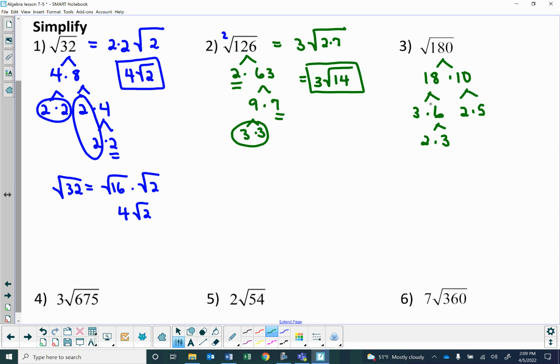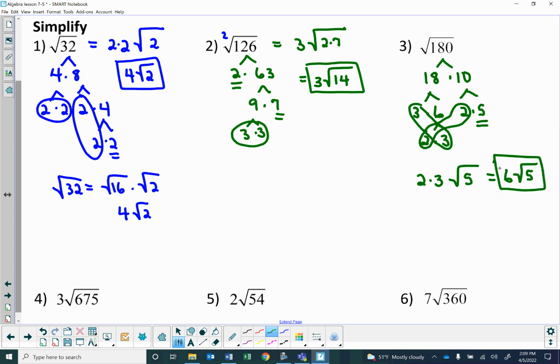So I have a lot of numbers here. I can pair up these 2 3s. I can pair up these 2 2s. Okay, and I'm left with a 5. That's the only prime number that did not pair up with anything. So what comes out? One of the 2s and one of the 3s. What stays underneath? The 5. So this would be equal to 6 square roots of 5.